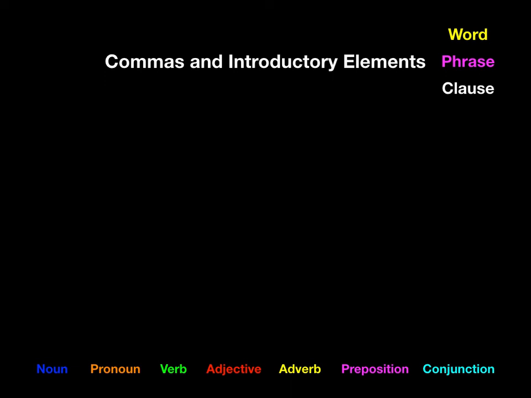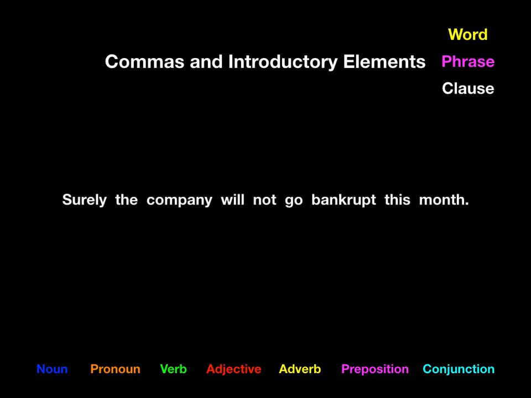Let's take a look at another example. Surely the company will not go bankrupt this month. While we could find the subjects and verbs of the sentence, if we look at the word "surely," we'll note that it ends in an "ly." Therefore, we are likely dealing with an introductory word that is an adverb. If we have an adverb at the beginning of a sentence, we will likely need a comma immediately after it. Surely, the company will not go bankrupt this month.